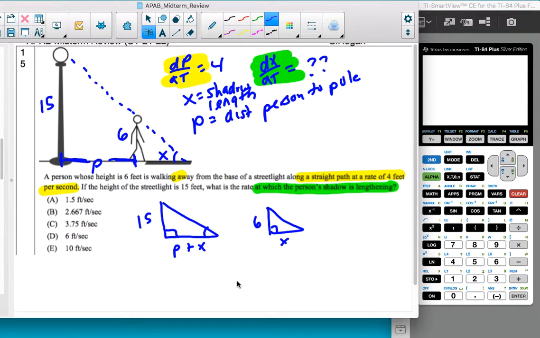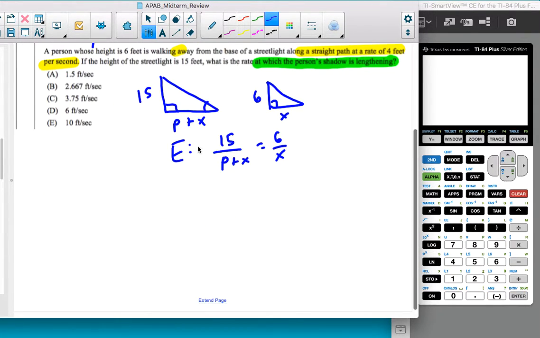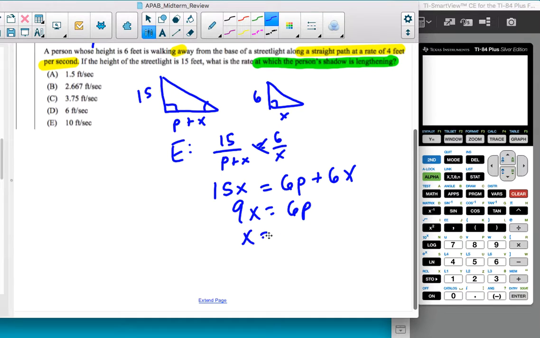So I'm going to set this up as a proportion, right? So 15 is to P plus X as 6 is to X. This is going to be my equation. Don't differentiate it the way it looks there, because that's going to be disgusting. Cross multiply and clean it up, it's going to turn out much nicer. 15x equals, and then the 6 is going to multiply both the P and the X. So I think I get 9x equals 6p, or x is 6/9 times p.